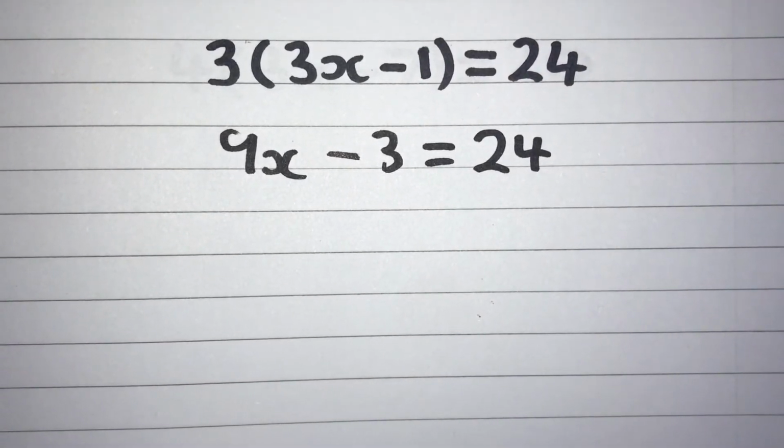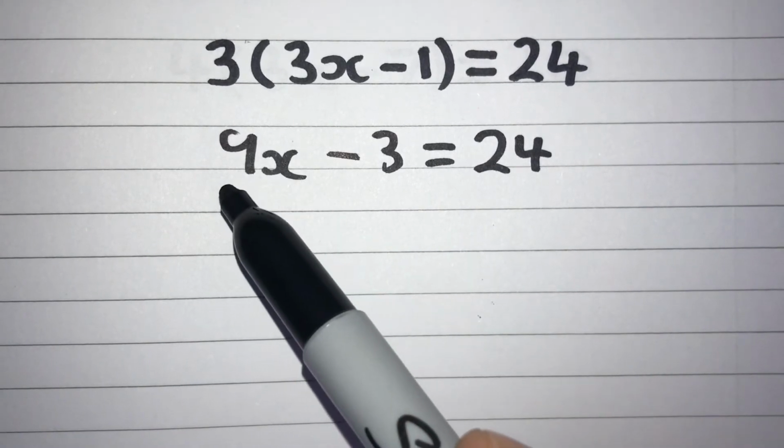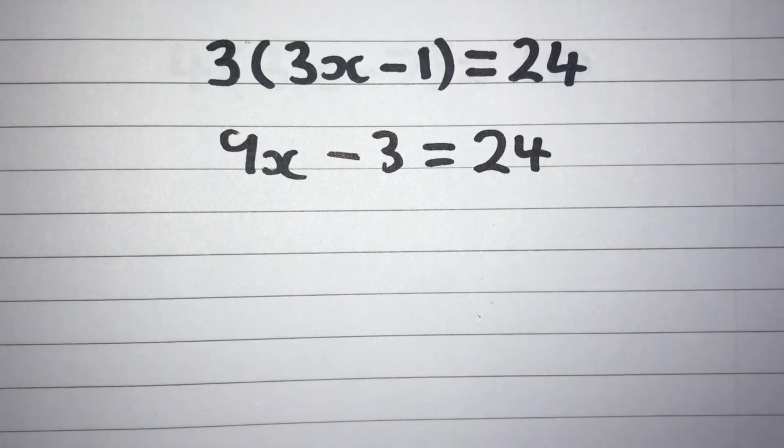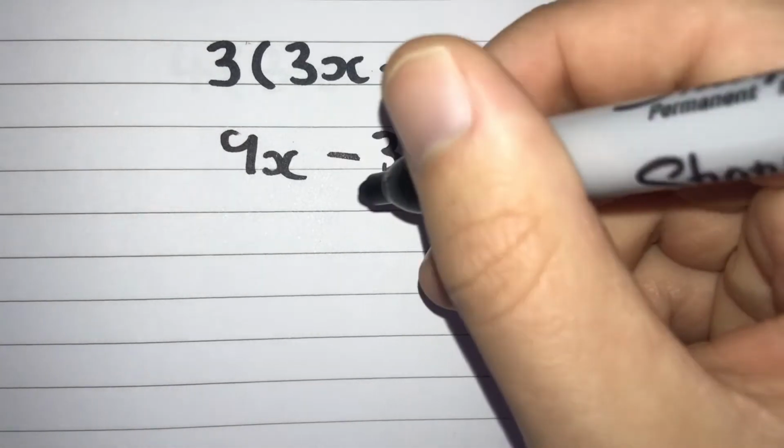Okay, now we've got a two-step equation, 9x minus 3 equals 24. So whatever x is, if we multiplied it by 9, subtracted 3, we get an answer of 24. So to undo that, we first of all need to get rid of the subtract 3. And we do that by doing the opposite of a subtract, we add 3. And we add 3 to both sides.